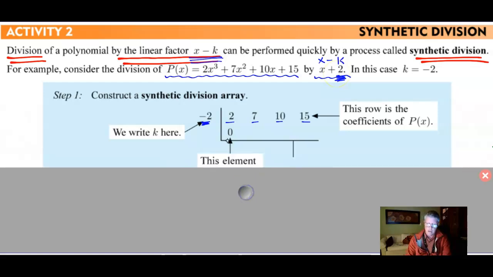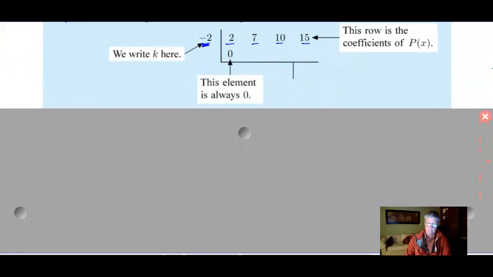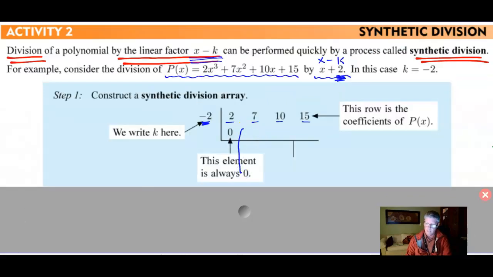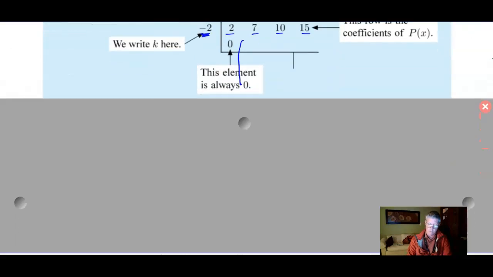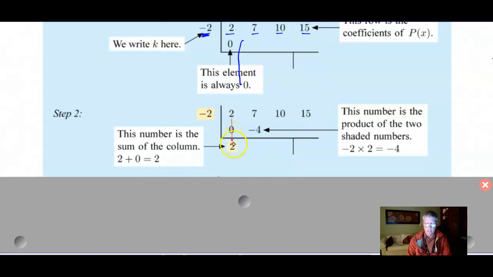All right, the first number here is always 0. Always 0. Okay, that's it. So you're setting yourself up for success. Don't move, don't move. There we go. All right. So the first move is you add the column. 2 plus 0 is 2. Great. And then you're going to multiply negative 2 times 2 and put that right here. So that's the negative 4. And you're going to repeat that process over and over again until you get to right there.